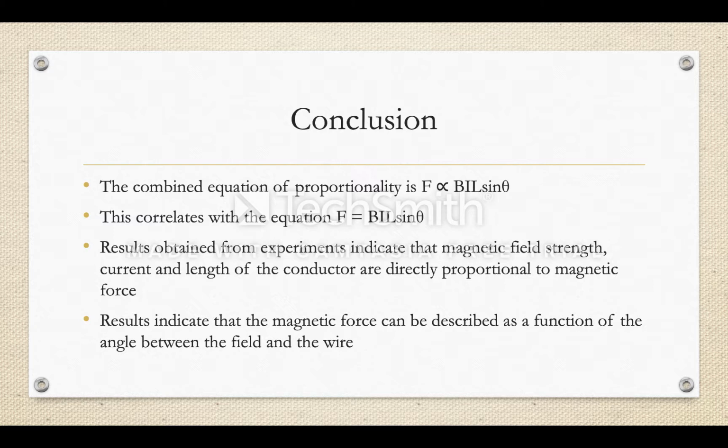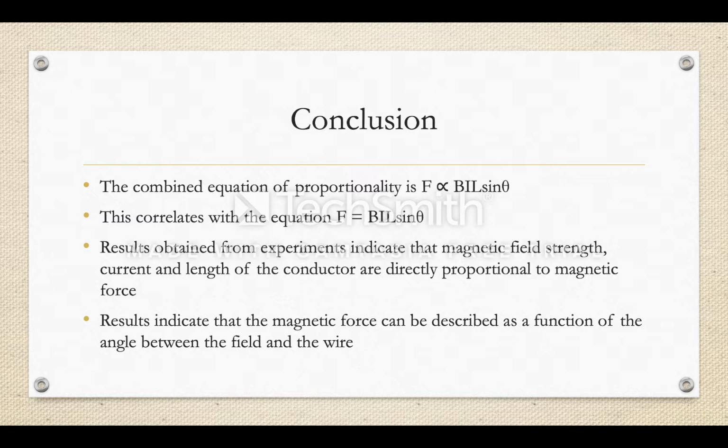An expression combining the individual proportionality expressions for the 4 variables is F proportional to BIL sine theta. The magnetic force was found to be directly proportional to the magnetic field strength, the current, and the length of the conductor. The magnetic force was found to vary as a function of the angle between the field and the wire, which could be described as a sine function. This makes sense with the theory as the formula includes a sine function.